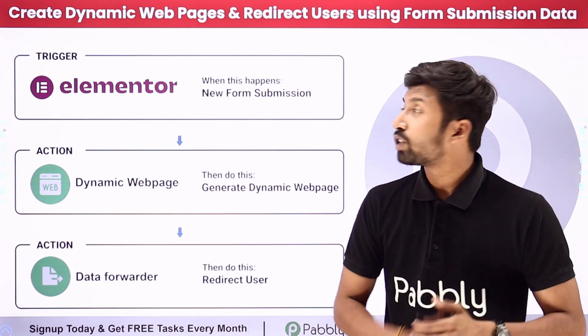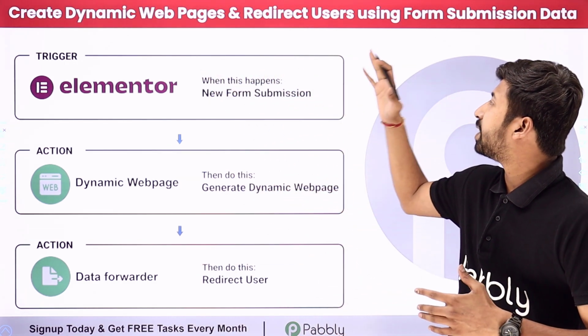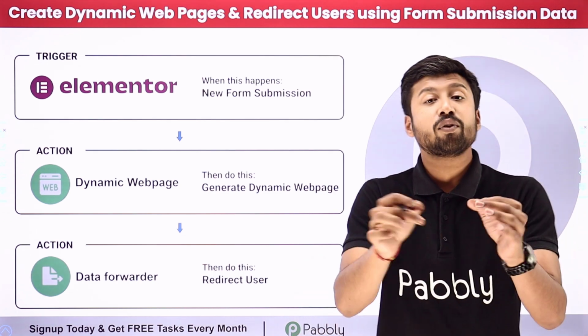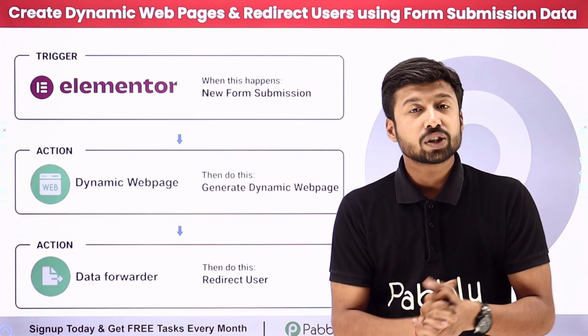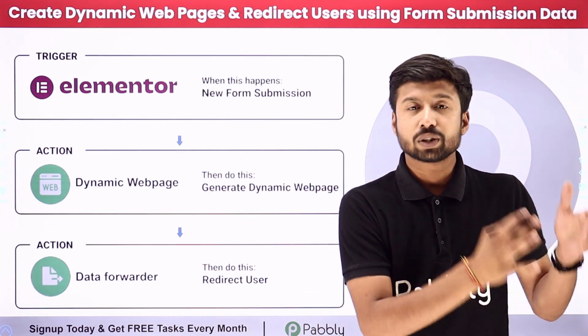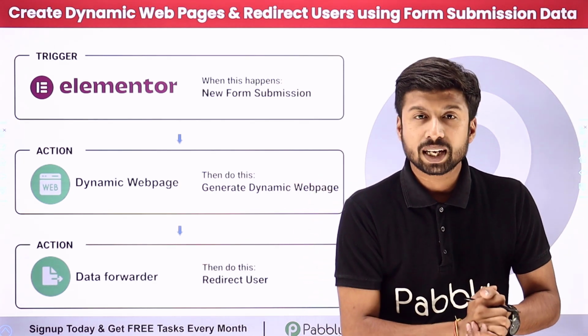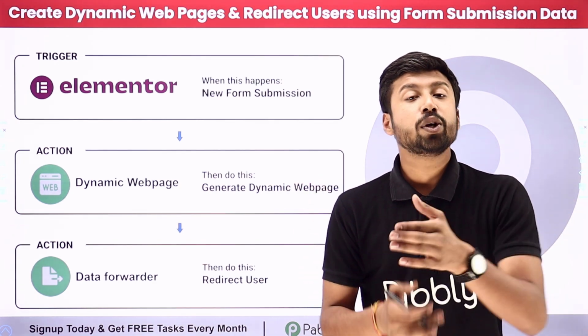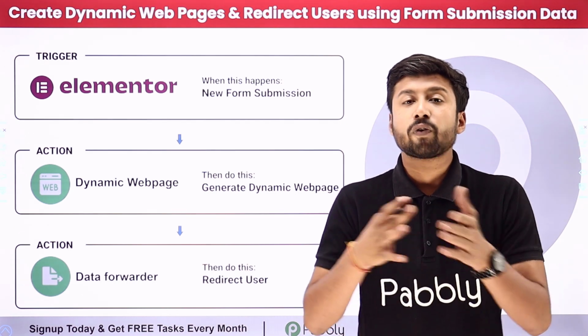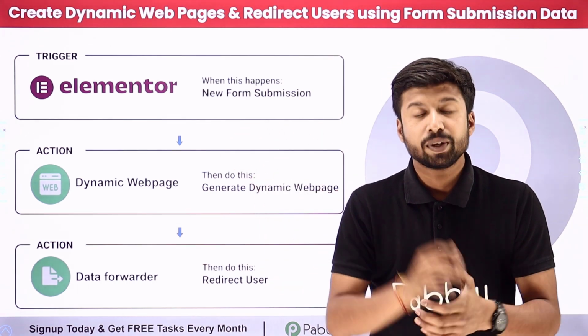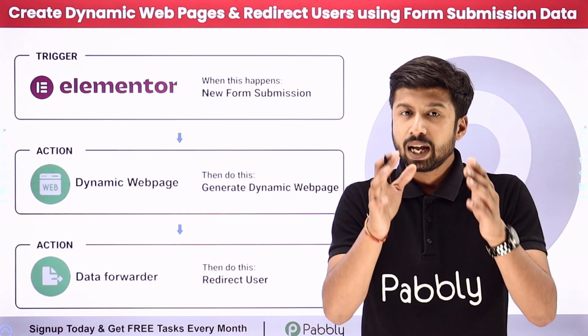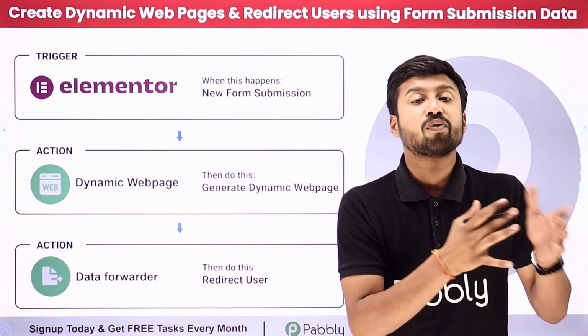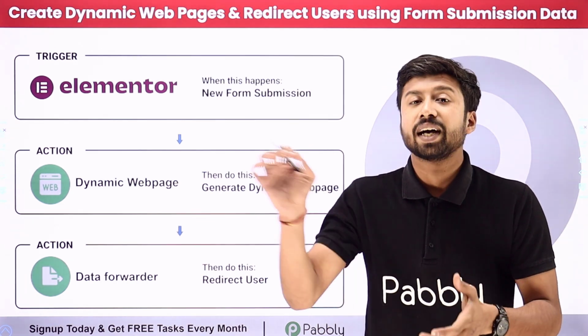So in this video, we are going to learn how to create dynamic web pages and redirect users using form submission data. In this automation, we are going to create an online form using Elementor or any other form building application. As the user makes the form submission, we want to redirect the user to a specific web page, which will be a dynamic web page.